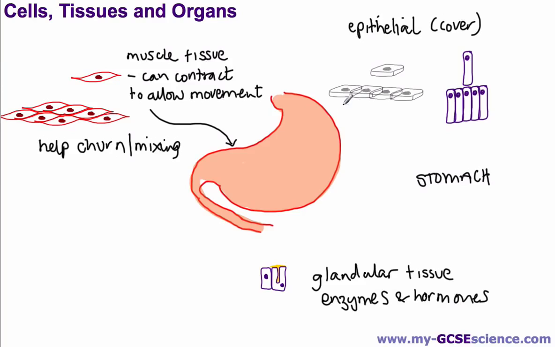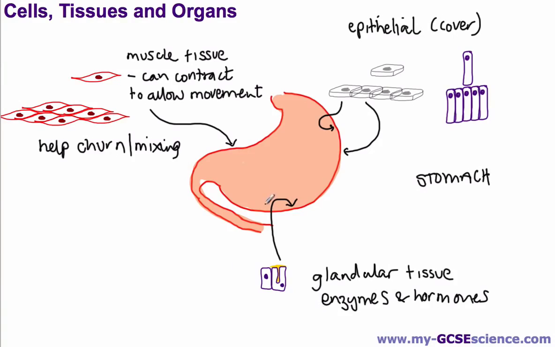Epithelial tissue is found on the inside cover there, but it's also found on the outside as well. So you've got epithelial tissue on the inside and outside. You've got a layer of muscular tissue, but we also have, just on the inside here, just below the epithelial tissue, glandular tissue, and this in the stomach produces acid, but it also produces certain types of enzymes for digesting protein.